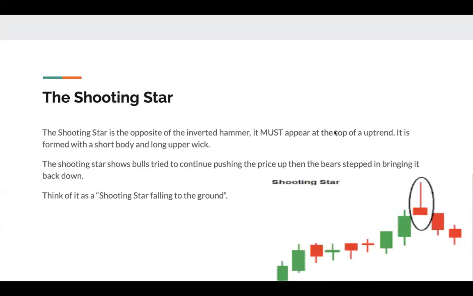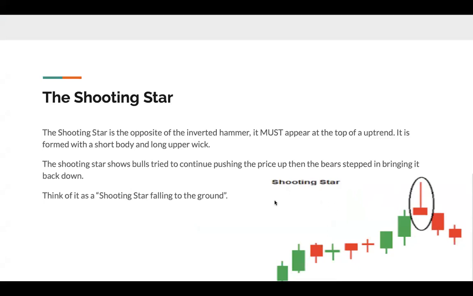Next, y'all noticing it's literally the same thing as an inverted hammer. It's just the opposite. That is literally all bearish candlesticks are, the opposite, and at resistance. So this is the shooting star. The shooting star is the opposite of an inverted hammer. It must appear at the top of an uptrend. It is formed with a short body and a long upper wick. The shooting star shows that the bulls tried to continue pushing the price up and the bears stepped in, bringing it back down.